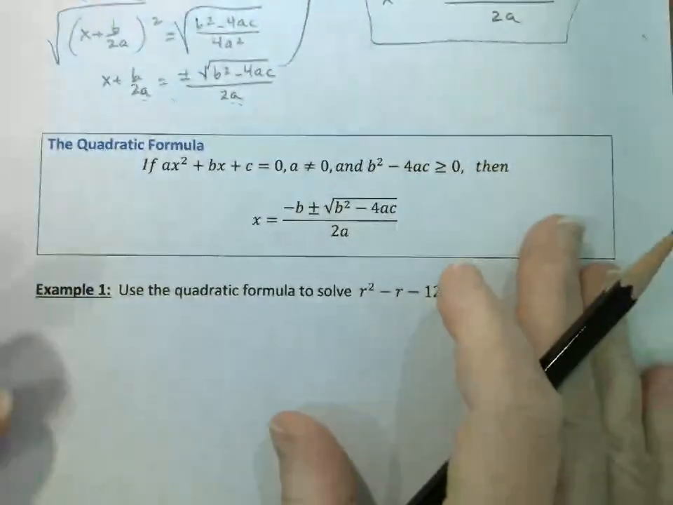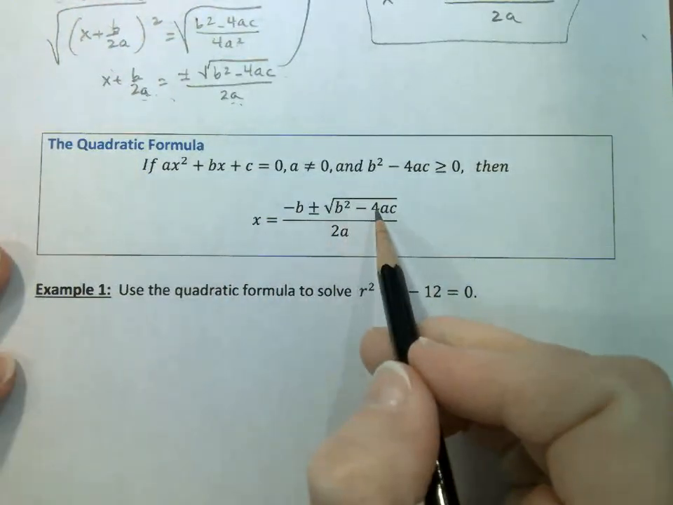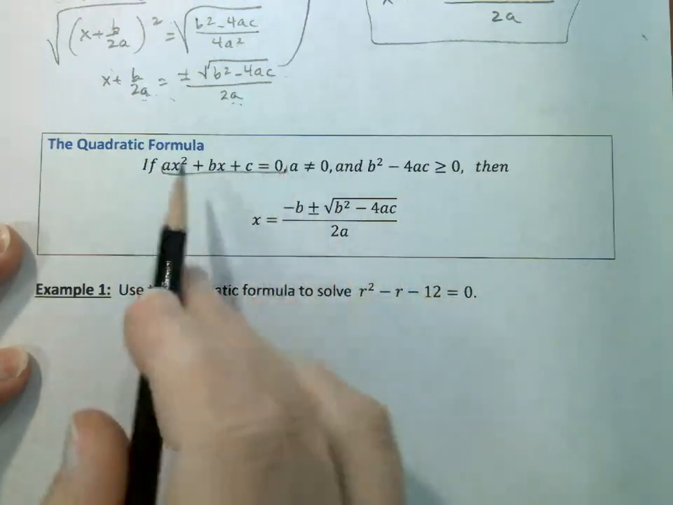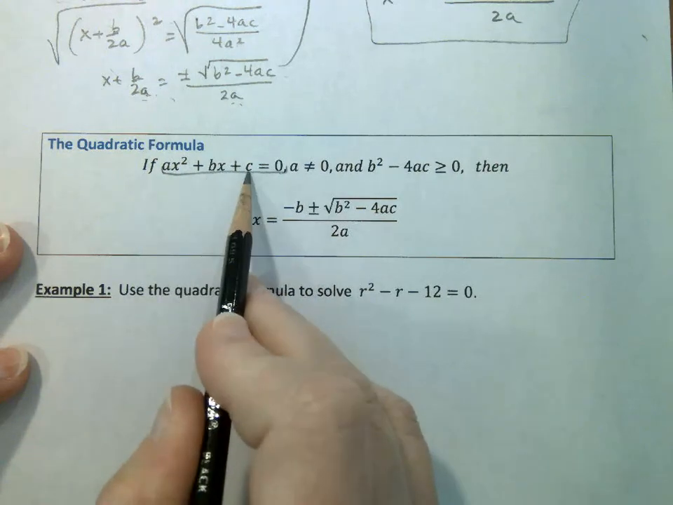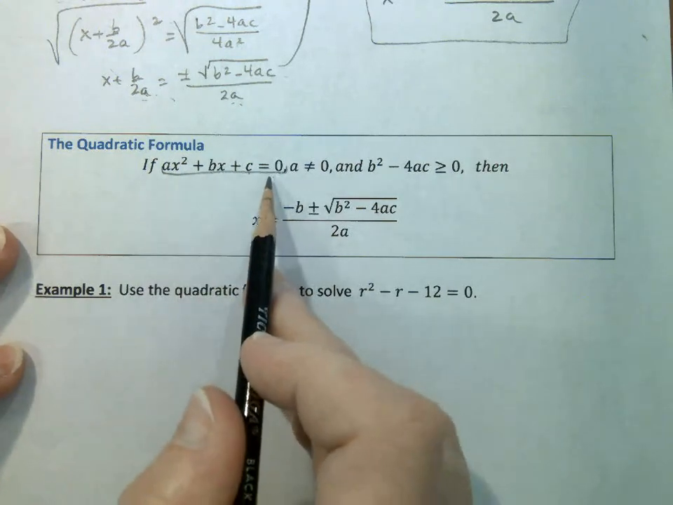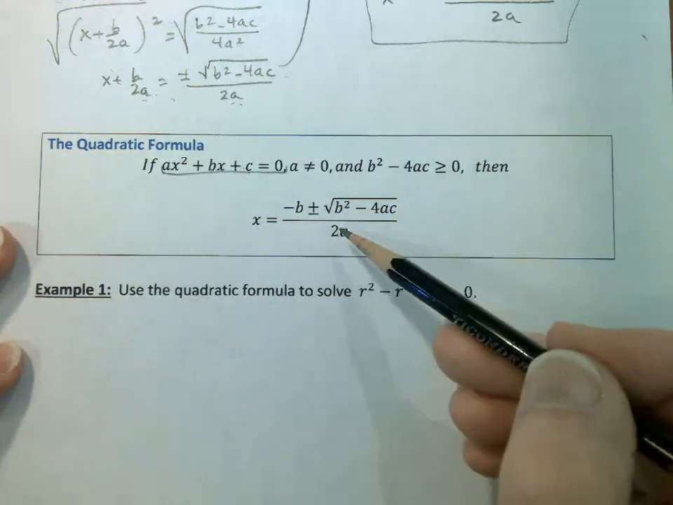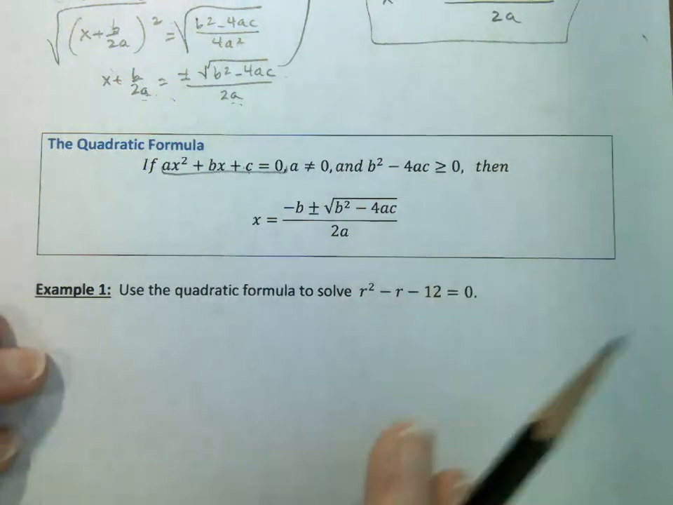And if you look here, there it is. There's the quadratic formula. Notice that it has a, b, and c in it. If we have our quadratic equation in standard form, here's my a, here's my b, here's my c. All we have to do is make sure the equation is in standard form, pull out the values for a, b, and c, plug them into our formula, and we can solve for the roots. So let's look at our first example.